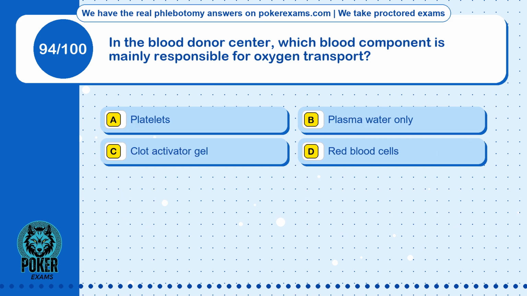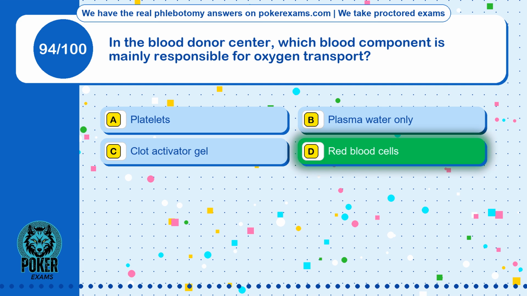Question 94. In the blood donor center, which blood component is mainly responsible for oxygen transport? Option A, platelets. Option B, plasma water only. Option C, clot activator gel. Option D, red blood cells.